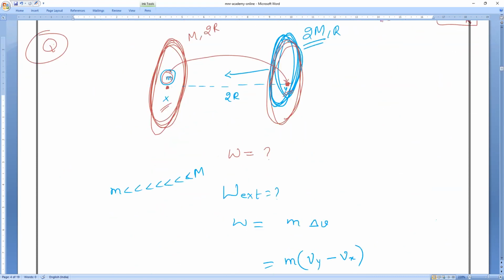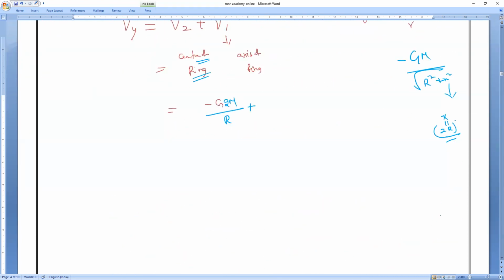X equals 2r. So minus G2m divided by r, plus this one will become minus Gm divided by r. What is the R value, guys? R value is r only. So r square plus X value, how much? X value is 2r, that is 2r whole square.